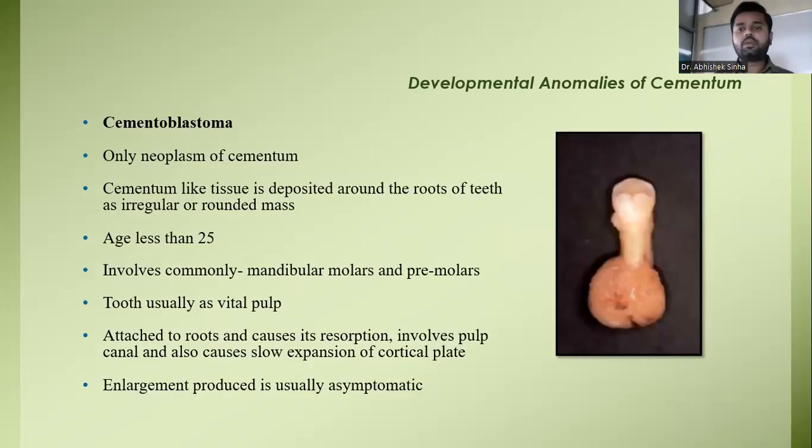Cementoblastoma is a neoplasm of cementum. Cementum-like tissue is deposited around the roots of the teeth as an irregular or rounded mass. It happens in people less than 25 years of age and commonly involves the mandibular molars and premolars. The tooth usually has a vital pulp. It attaches to the roots and causes their resorption, involves the pulp canal, and also causes slow expansion of the cortical plate. And usually the patient is asymptomatic.